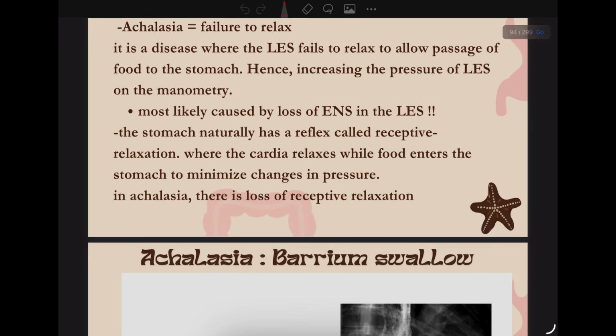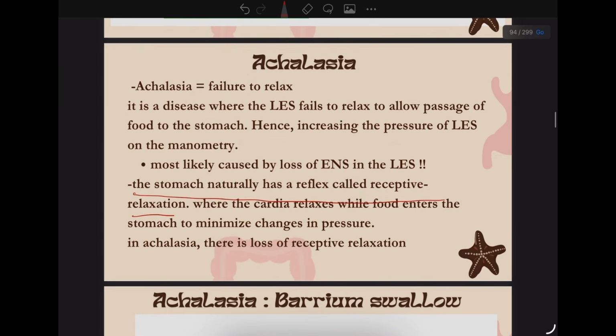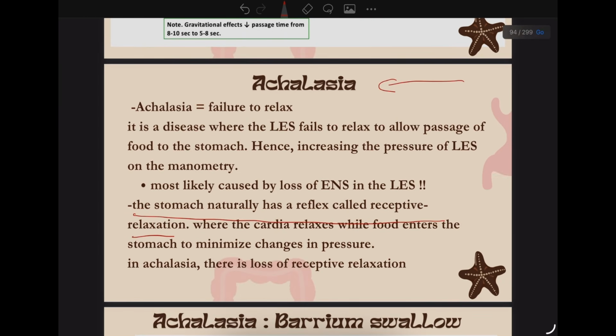Do you remember Hirschsprung's disease? It's the same idea. You don't have inhibitory neurons, so it's not relaxing. Very easy. Now, something also that you should know is that the stomach naturally has a reflex that's called receptive relaxation. Basically, the start of the stomach relaxes when it senses that food is coming, to allow food passage without any extra pressure or resistance, okay? This receptive relaxation is lost here in achalasia, okay?